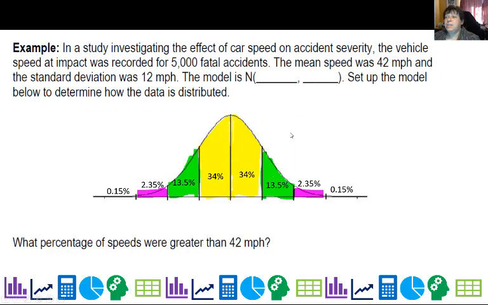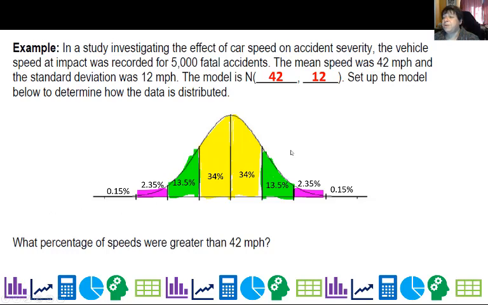Okay, so we're looking at a study investigating the effect of car speed on accident severity. The vehicle speed at impact was recorded for 5,000 fatal accidents. The mean speed was 42 miles per hour and the standard deviation was 12 miles per hour. The model is 42 and 12. We usually list the mean first and the standard deviation second. So if you see notation like that, it means a normal model.